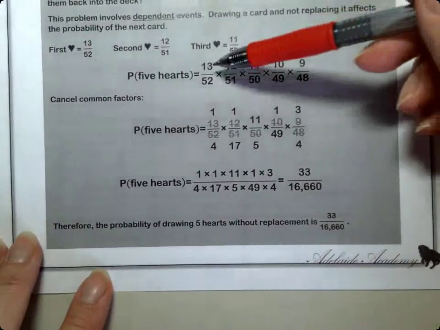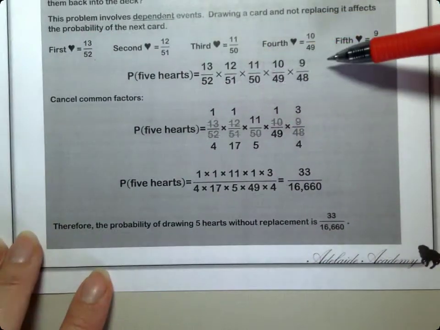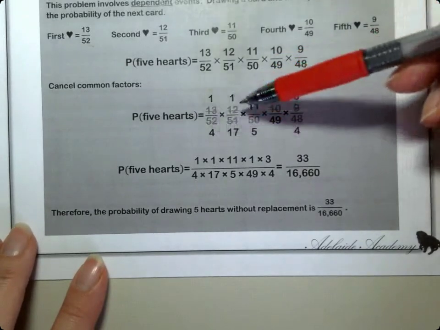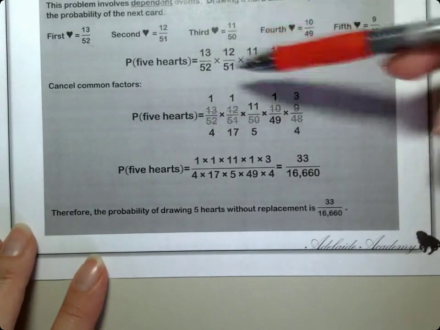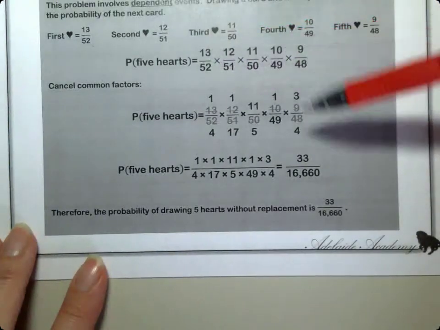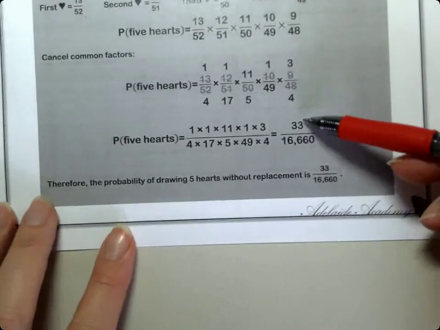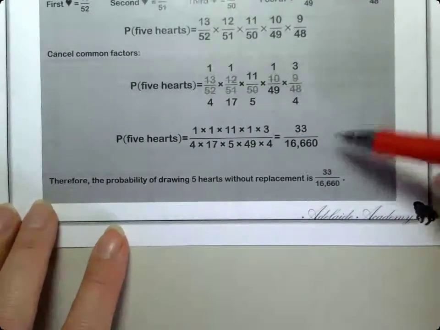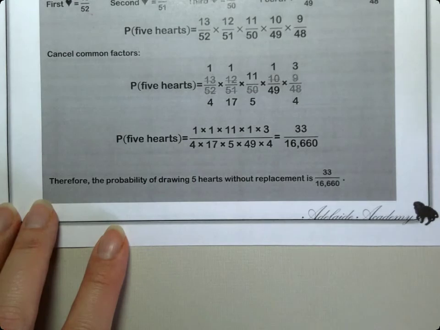So I would just take my calculator and type these in and get your final answer. They're showing here how you can sort of reduce each fraction. I'm fine with either, but at this point, I'm okay plugging them in. Final answer is 33 out of 16,660. So it's unlikely that you're going to draw 5 hearts in a row.